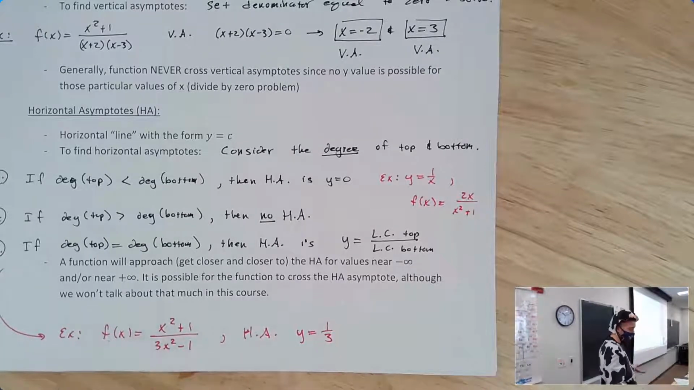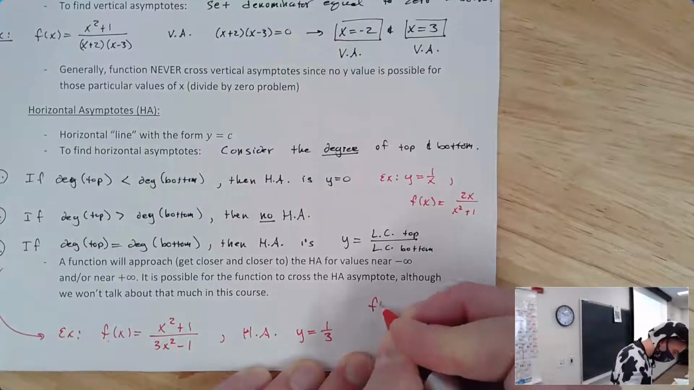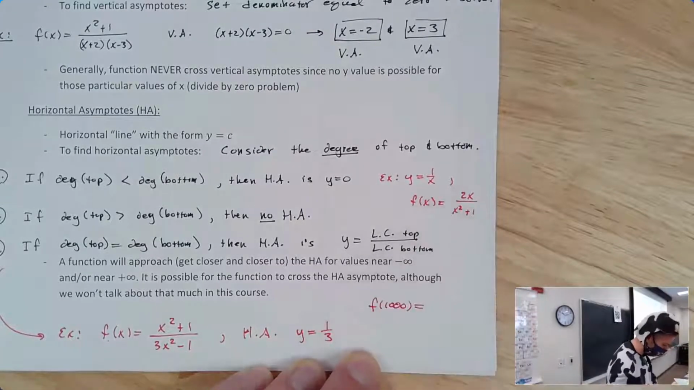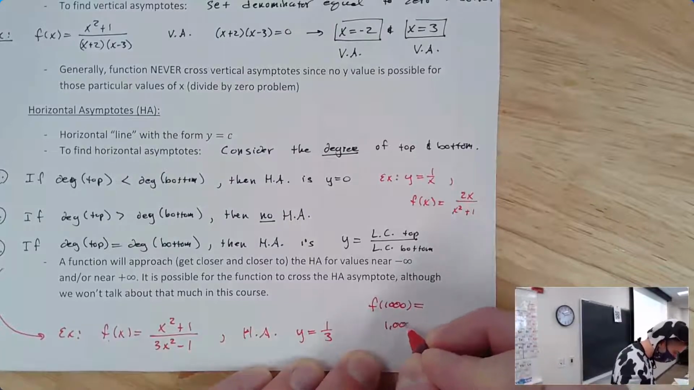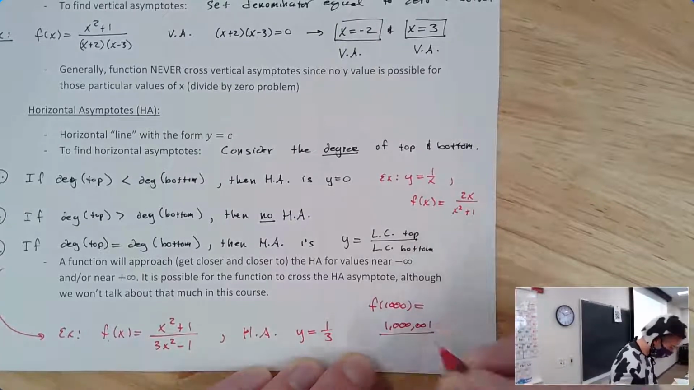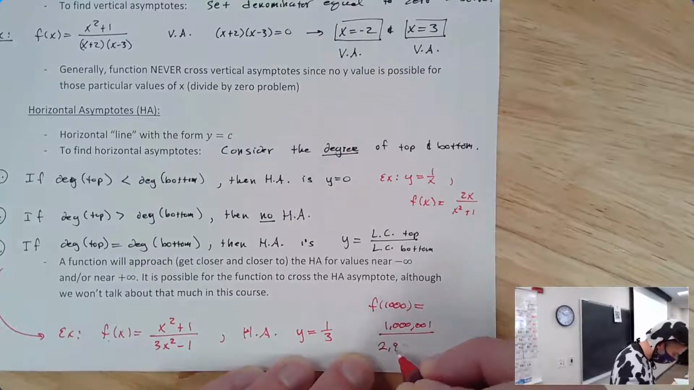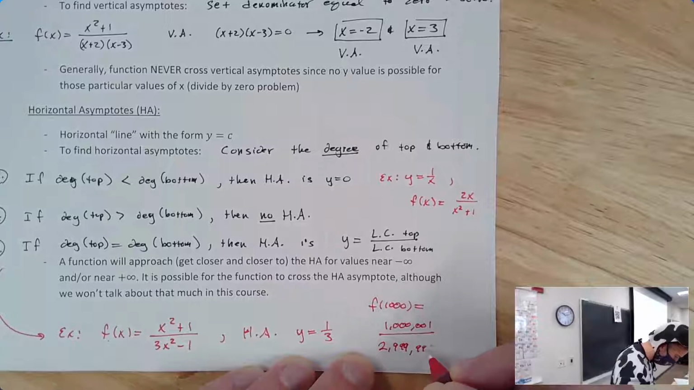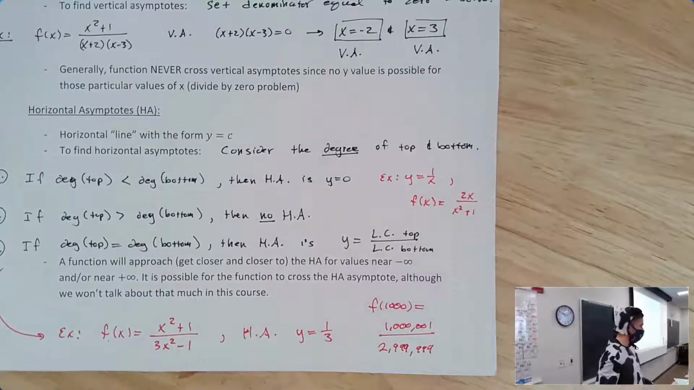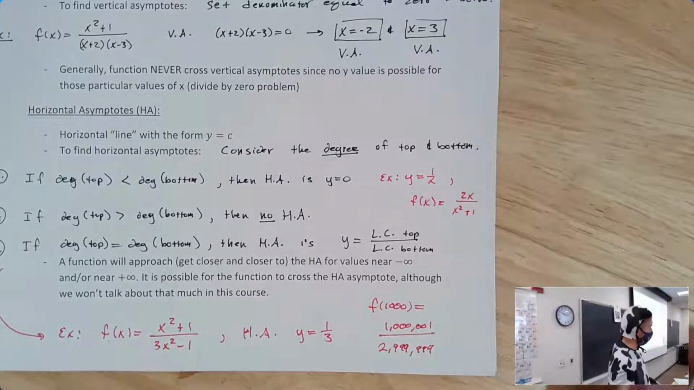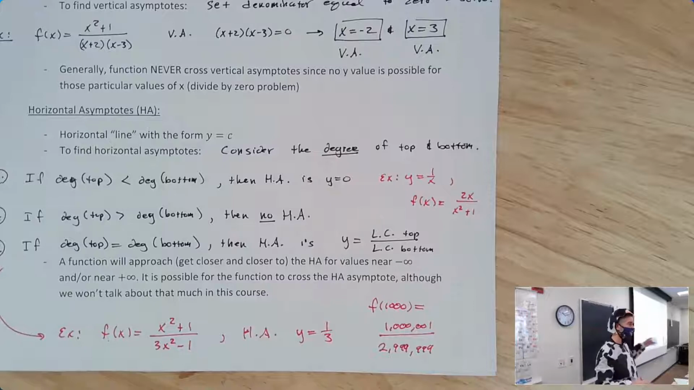Again, if you plugged in something large like 1,000, you would get 1,000 squared plus 1, which is 1,000,001, divided by 3 times 1,000 squared minus 1, which is 3,000,000 minus 1, which is 2,999,999. And I don't want to plug that into my calculator, but if you did, I'm darn sure it would be very, very close to 1/3. Maybe 0.333, a lot of threes. Eventually, it would be something that wasn't a 3, because it's not exactly 1/3, but it's very, very close.